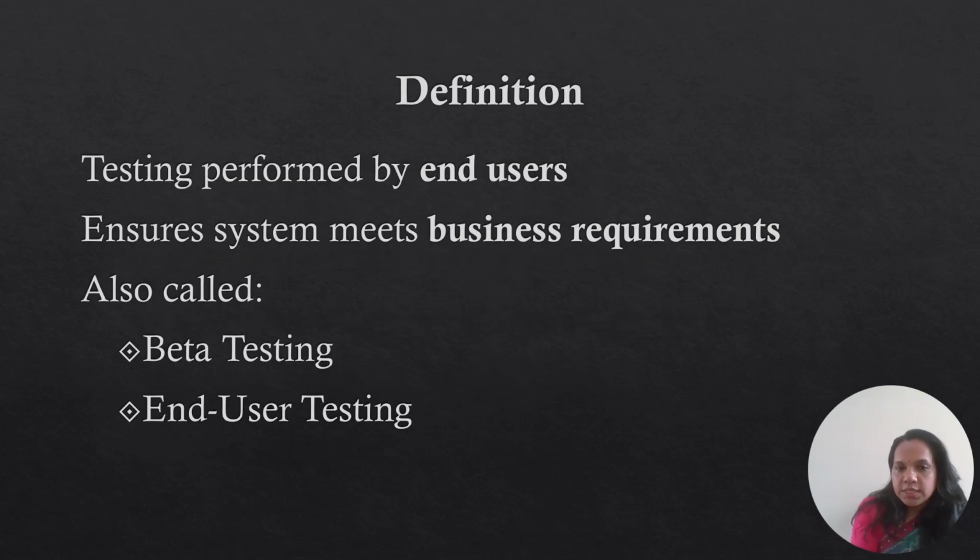Now here the definition is that it is testing performed by end users. So these are tested by the end users, to ensure the system meets the business requirements. And this is also called beta testing or end user testing. So in simple terms, we say that UAT is testing done by the actual users instead of the developers. And the aim is to verify that the system satisfies the business needs, and it is sometimes also referred to as beta testing or end user testing.